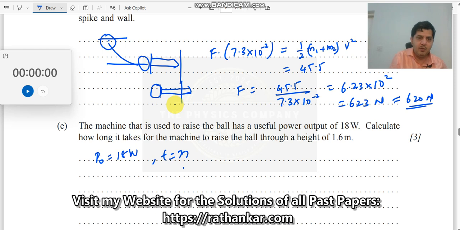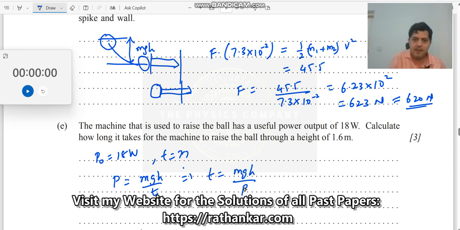Time required. Now, if you want to raise a stationary ball from here to here, you need to do work against gravity, right? So what is the work done here? It's nothing but your potential energy, mgh. So therefore, I can now write power is equal to mgh divided by time taken, because power is already given. So you find the value of t, which should be mgh by power. What is m here? Only the mass of the ball. Mass of the ball was 3.5 kg multiplied by 9.8 multiplied by h, 1.6, divided by power.